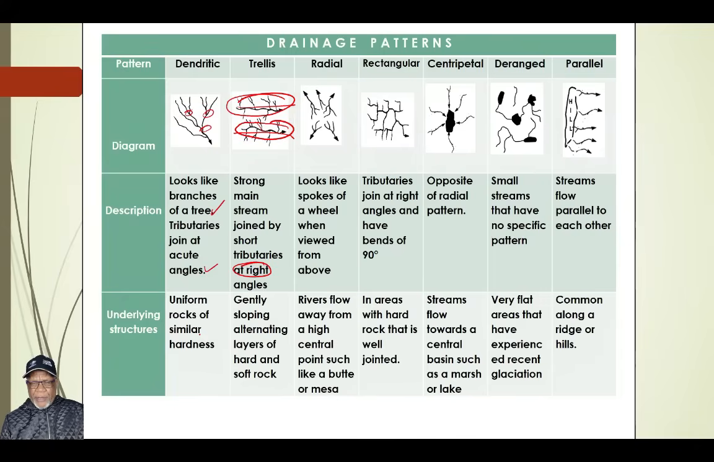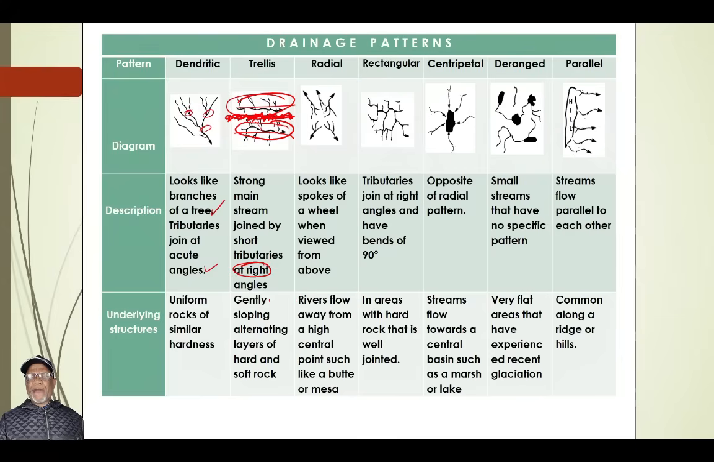And then where do you find these streams? You find them where there are gently sloping alternating layers of hard and soft rock. So here we have soft rock. That is why we have the streams. And here the surface is very strong or very hard and resistant, so there are no streams here. Where there is soft rock you have streams, where there is hard rock, no streams. So it's found where alternating soft rocks and hard rocks are found.